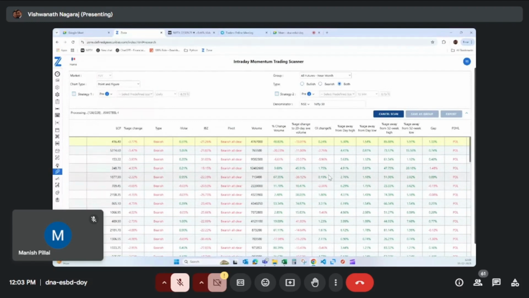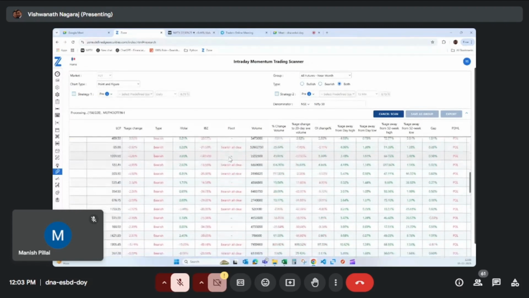What is the OI change? Percentage from day high, from day low. You can try and keep this as stop loss, or you can play around with this. But I'm saying this is the key thing. In intraday, if you want to see it, this is where you can see it.